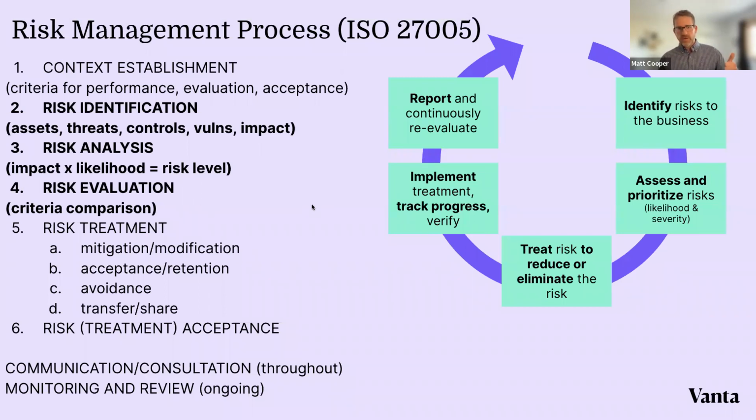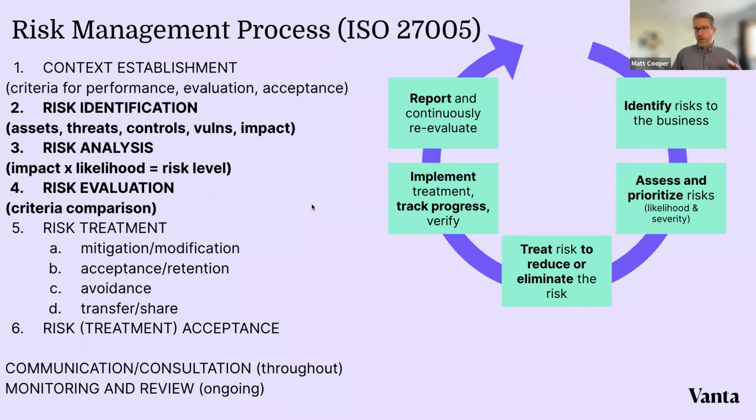Number 1, the one we always think about, is mitigation or modification. That means we're going to do something to reduce this risk. We're going to put in a control, strengthen a control, etc. Option B or 2 is we're just going to accept or retain the risk. It doesn't mean it's not a big deal, but based on other priorities, we're just simply going to accept this risk as it stands right now and maybe deal with it again in the future, et cetera.